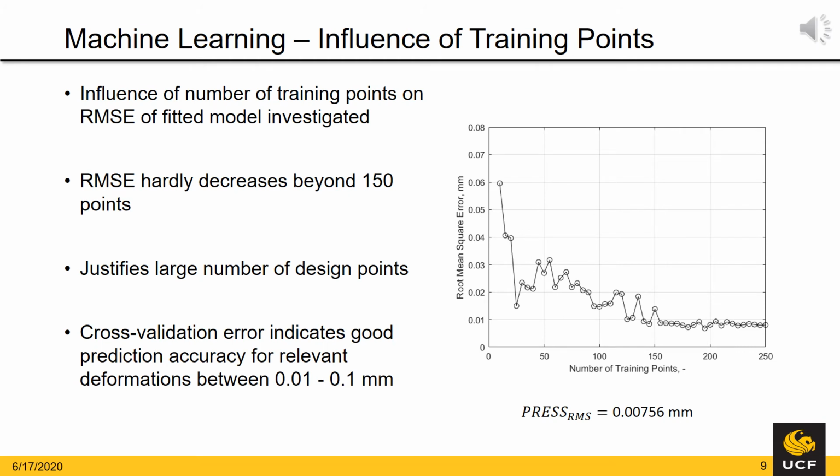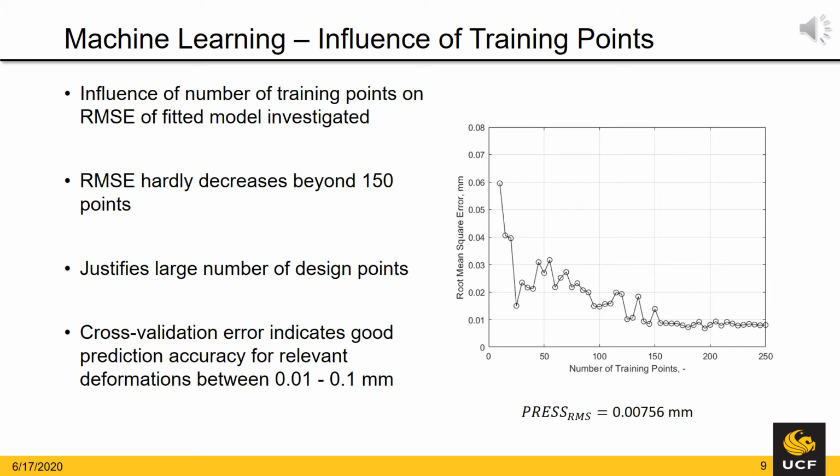Due to the initial uncertainty when choosing the size of the training set, an investigation of the influence of the number of training points on the root mean square error of the surrogate model was carried out. The graph on the right-hand side shows the decrease of the root mean square error with an increase of the number of training points. The training points here were chosen in the order of the Sobol sequence generation. Whether the value of the root mean square error is acceptable or not depends on the deformations, which will be predicted with the surrogate model.